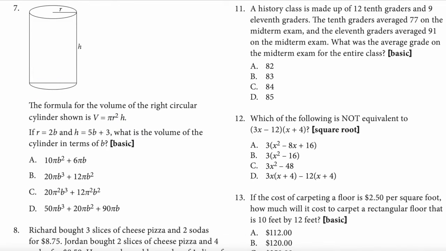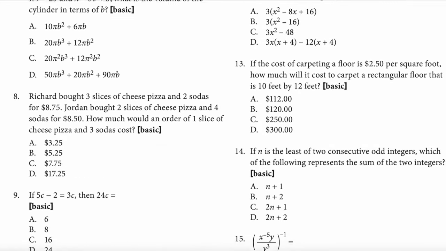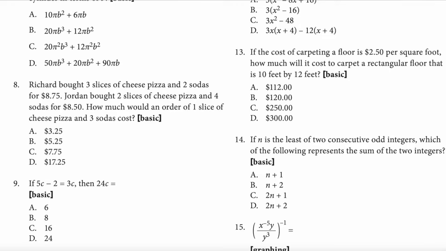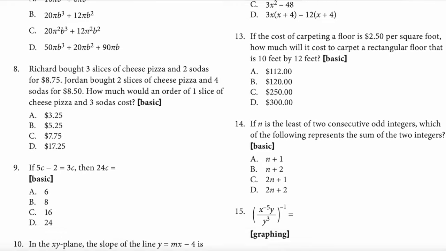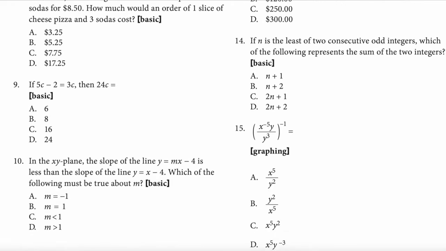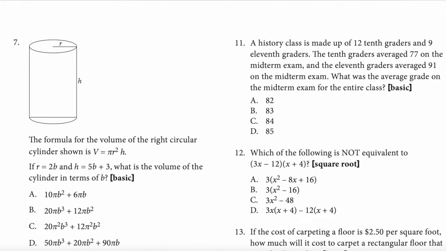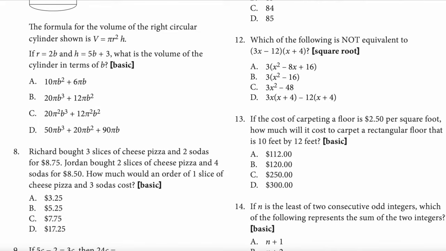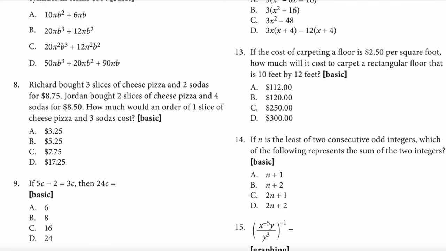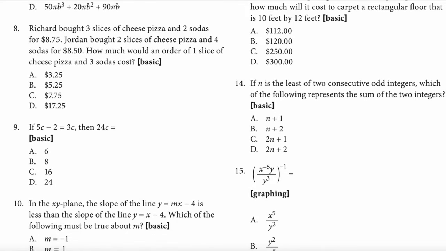Got a question on the volume of a right circular cylinder. That's an ugly looking question. We've got a systems of equations question. More isolating variables. Graphing lines. Averages. Question on averages. Question on equivalent expressions, solving for the area of a rectangular floor. We've got a question here about consecutive odd integers and developing an algebraic expression based on that.